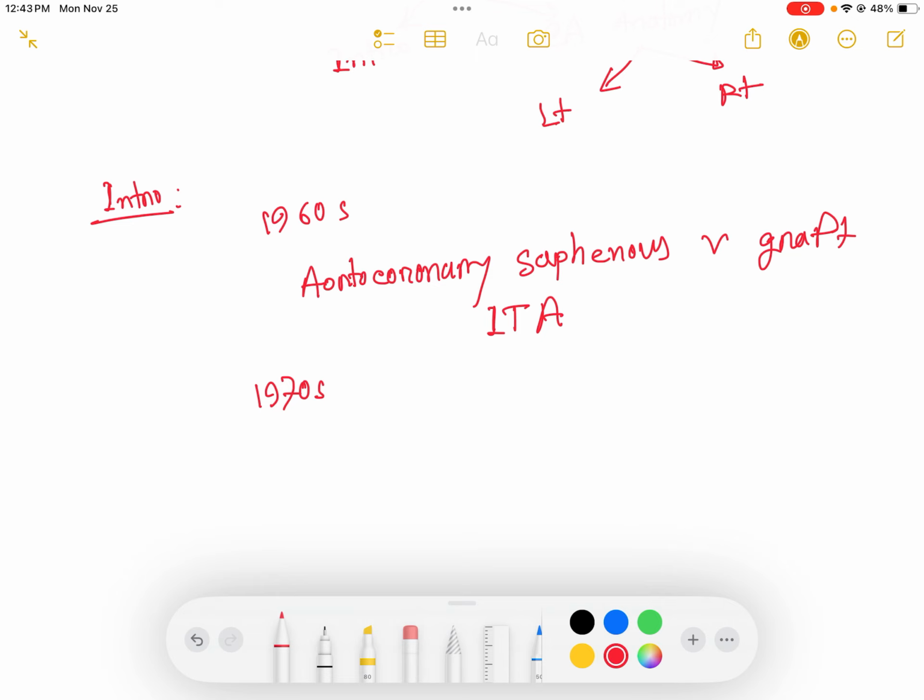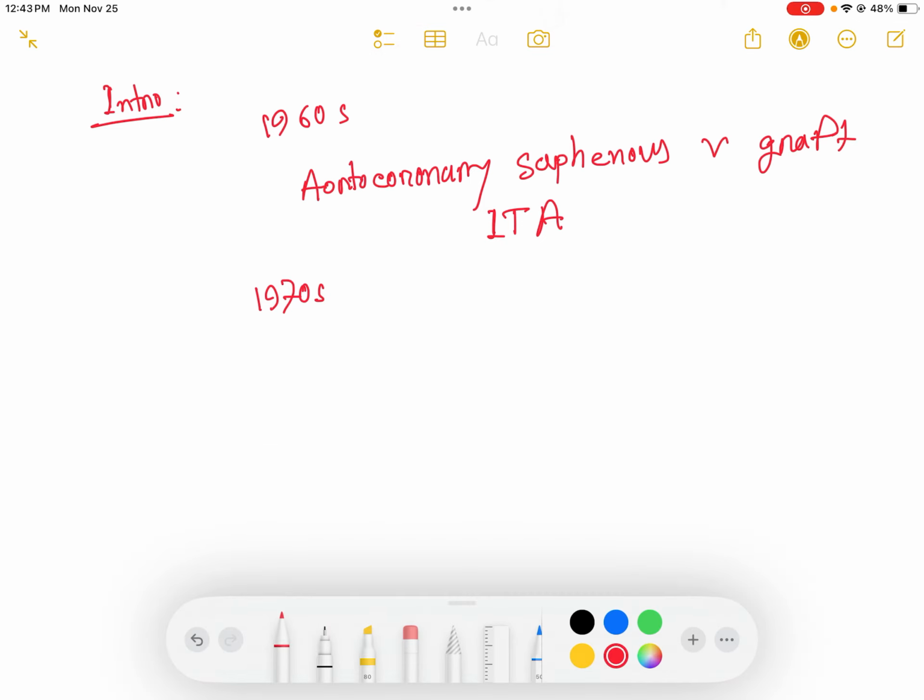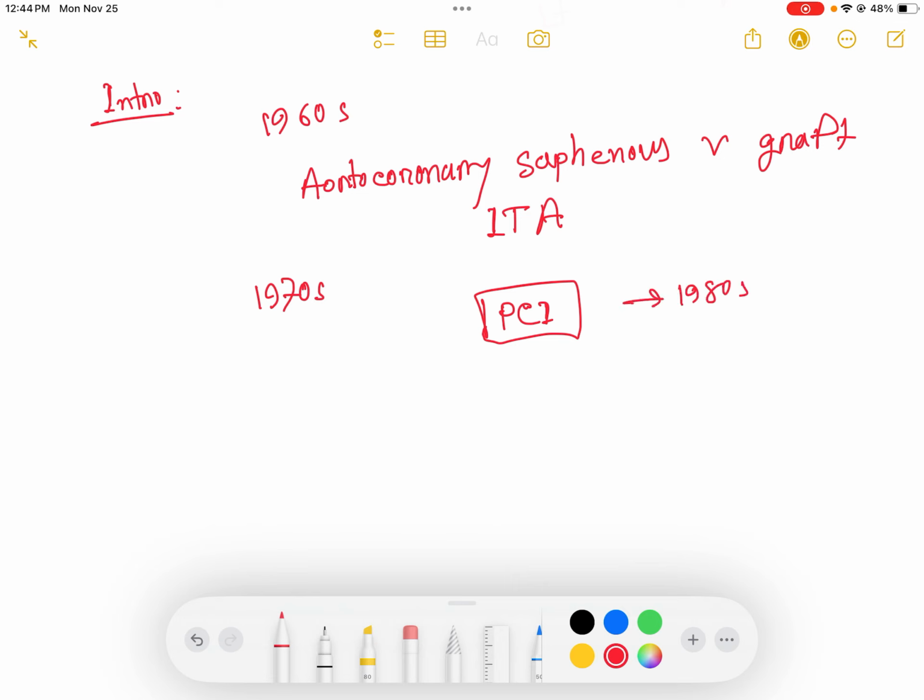With the advent of percutaneous coronary intervention, or PCI, in the 1980s, the patient population undergoing CABG has changed, becoming progressively sicker, but often with the most to gain.